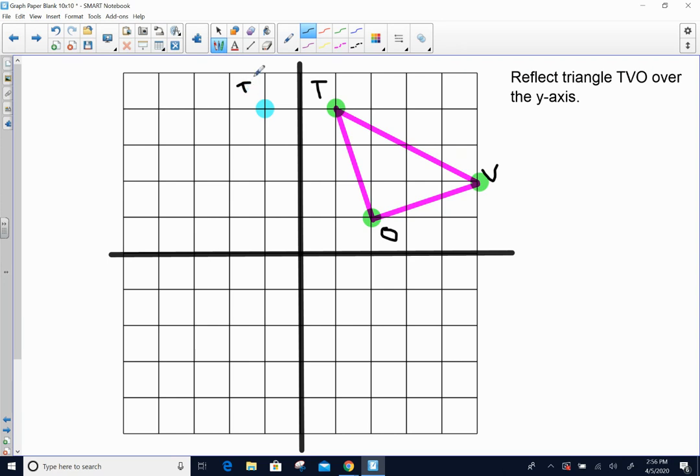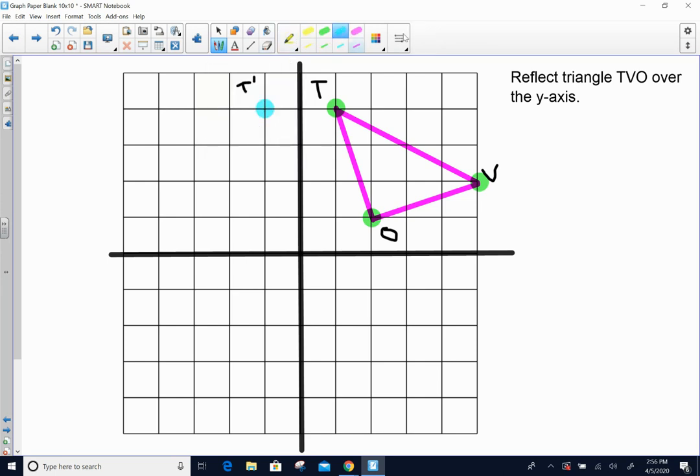Remember, TVO, that's my pre-image. That's my original. Here, this is prime. This is going to become my image. It's my new shape, okay? So I want to prime that to specify the difference. Pre-image, image. All right, so I've done that with T.